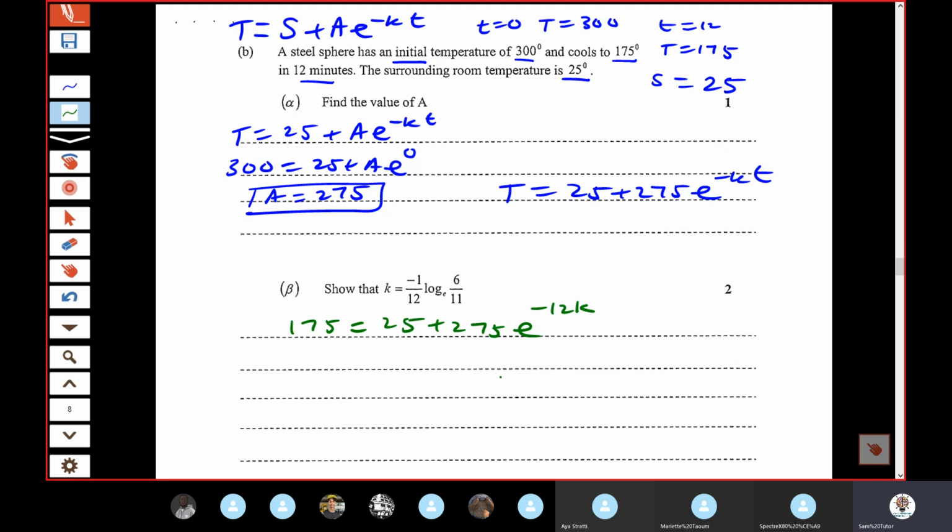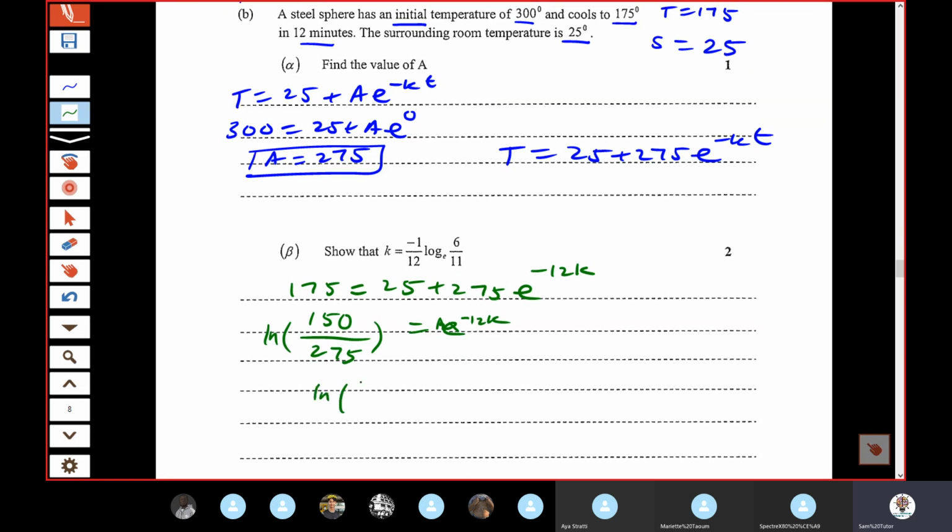Got it out. 175, like I said, the takeaway, 150, divide 275. You would be at this stage. Subtract, divide, log both sides. You already know what the answer to this should be. I'm guessing it's going to be 6 on 11. It's in front of you. Negative 12, then you divide by negative 12, and you're done.